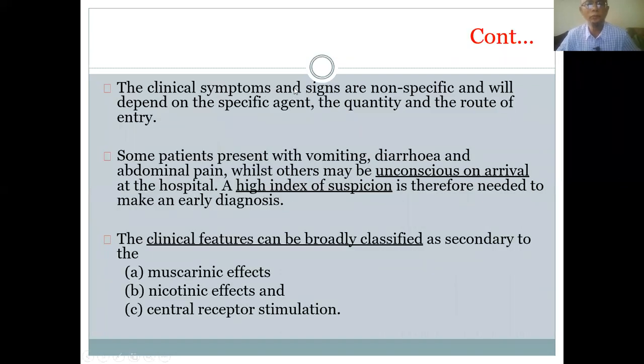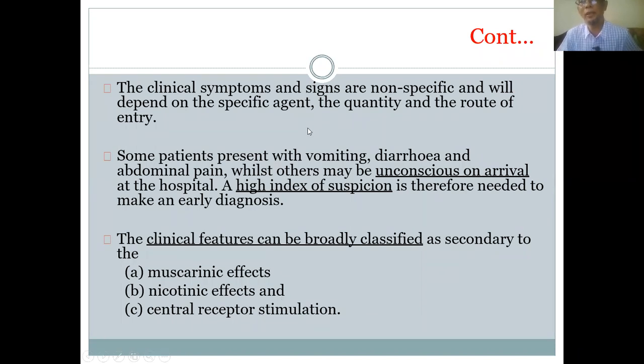The clinical symptoms and signs are non-specific and will depend on the specific agents, the quantity and the route of entry. Some patients present with vomiting, diarrhea and abdominal pain, while others may be unconscious on arrival at hospital. A high index of suspicion is therefore needed to make the early diagnosis. The clinical features can be broadly classified as secondary to the muscarinic effect, nicotinic effect, and CNS stimulation.